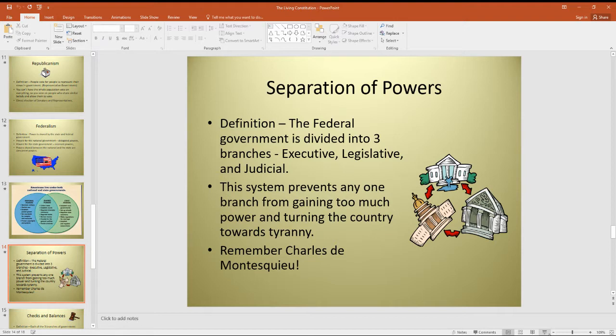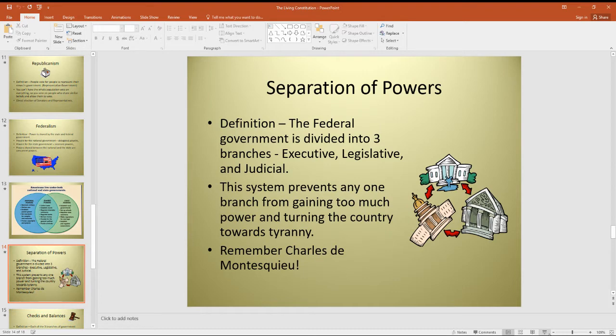The next principle of government is separation of power. This is just the belief that government should be divided into 3 branches: an executive branch, a legislative branch, and a judicial branch. This goes back to Charles de Montesquieu. The idea of separation of power is that no one branch should have too much power. The power should be divided, so you can't have a tyranny of one branch. You can't have a king take on all the power, or a legislature like what happened in France take on all the power, or a court like we've seen happen in some places take on all the power.